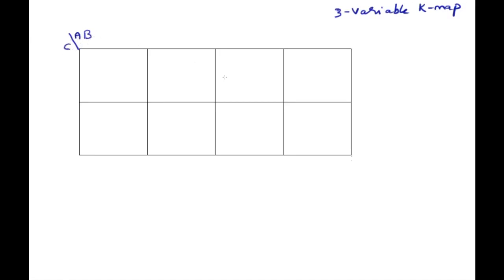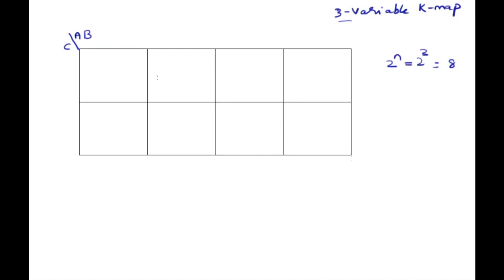Total three variables. So now the total number of cells will be equal to 2 power n, where n is equal to 3. That means for a 3 variable K-map, n will be equal to 3. So 2 power 3 is equal to 8. So the total number of cells will be equal to 8 cells.